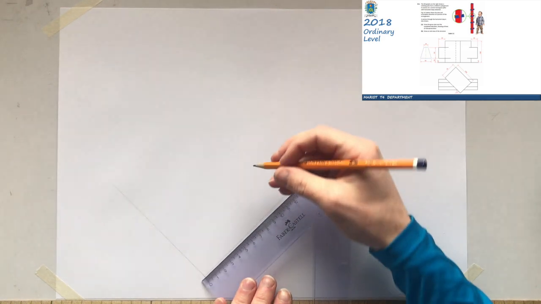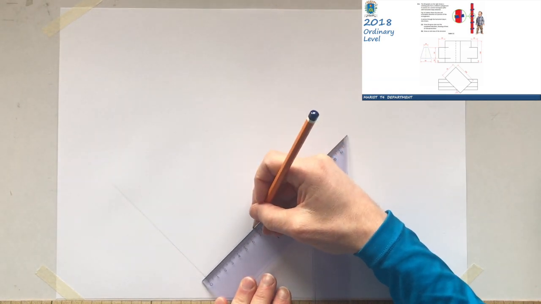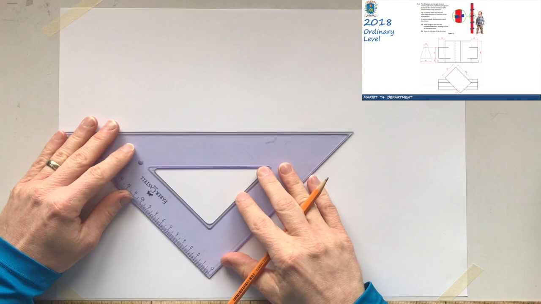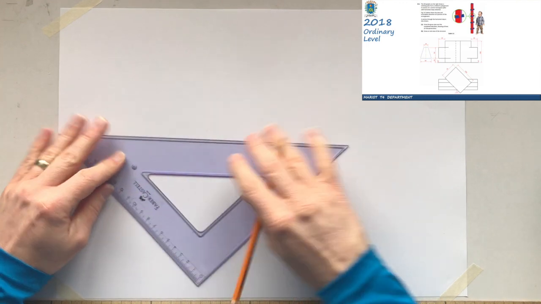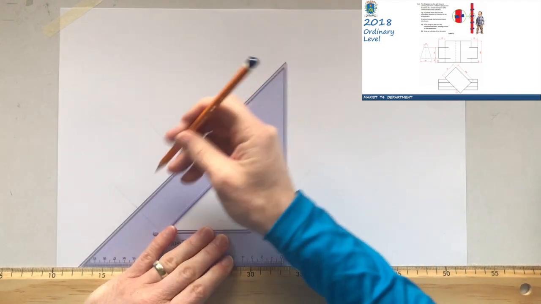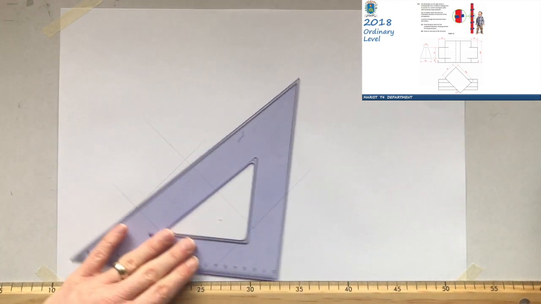Okay, so once I can start the plan again, I've come up at 45 degrees. I can see the different widths or the different sizes of this rectangle. So we've got 70 and we've got 100. So I'm going to mark off those. Okay, draw light lines up, and this is going to produce the plan of this shape.